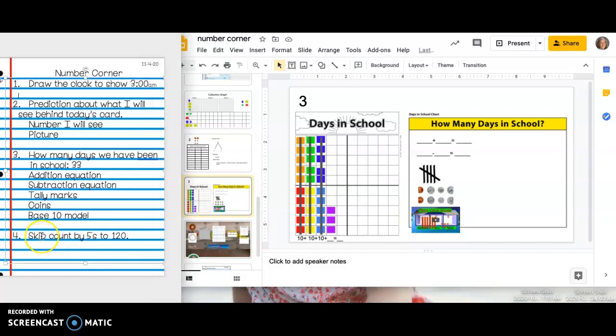Number 4, I want you to skip count by 5s to 120. Start at 5, put commas between your numbers, all the way up to 120.